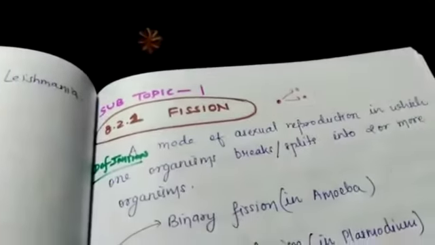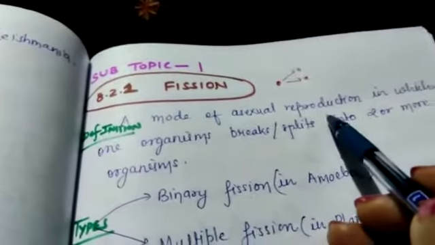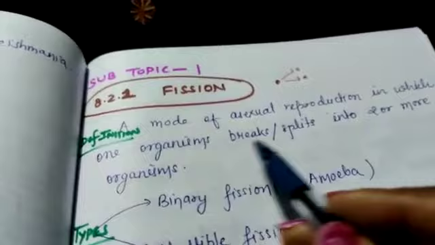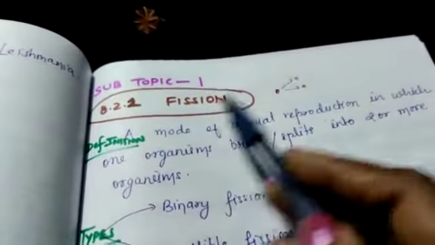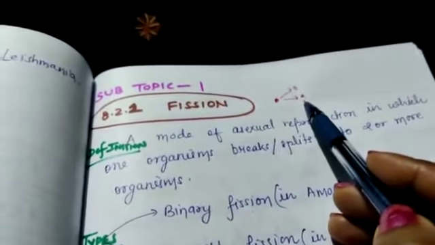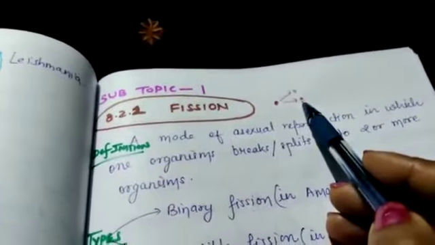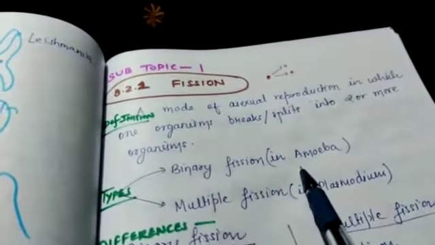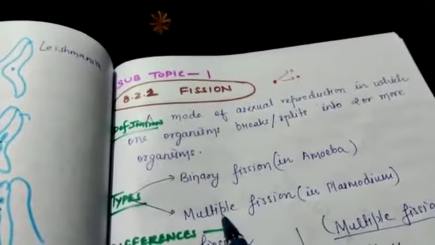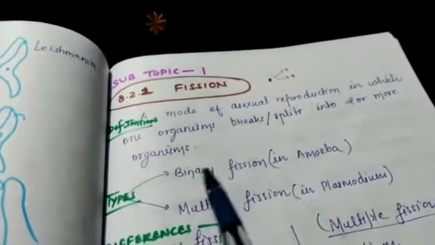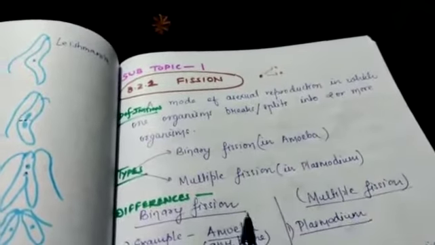So definition, as the name indicates, fission means breaking, right? So here a mode of asexual reproduction in which one organism breaks or splits into two or more organisms. So in case of fission, one organism breaks into two new organisms, right? Two or more, maybe two or maybe more than two. So if two organisms are formed, then binary, as the name indicates, bi means two. Multiple fission means you get many organisms, right? So this occurs in case of amoeba and multiple fission in case of plasmodium.